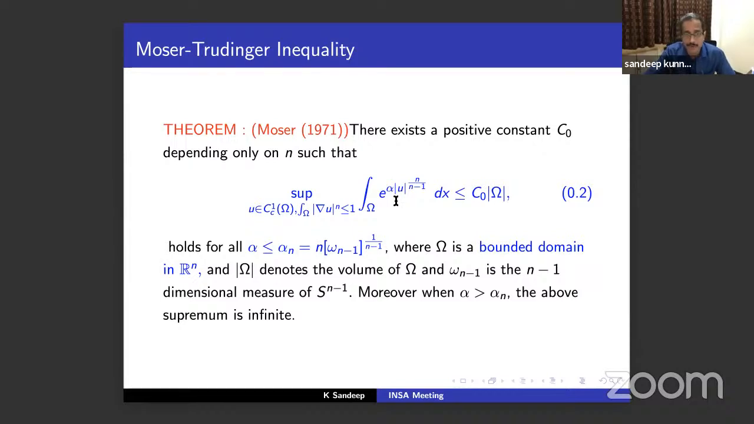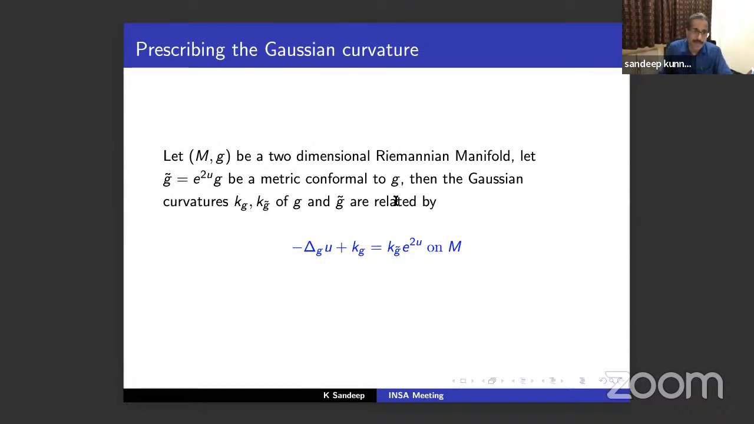So let me tell you what was the reason for Moser to prove such an inequality. Again, he was studying a problem of prescribing the Gaussian curvature on the two-dimensional sphere in a conformal way. Let me go to this problem from the Riemannian manifolds. Let (M, g) be a two-dimensional Riemannian manifold, and let g tilde be a metric which is conformal to g. Therefore, you can write g tilde equal to e to the power 2u times g. Then the Gaussian curvatures of the two metrics, g and g tilde, which I denote respectively by K_g and K_g tilde, are related by this kind of partial differential equation.